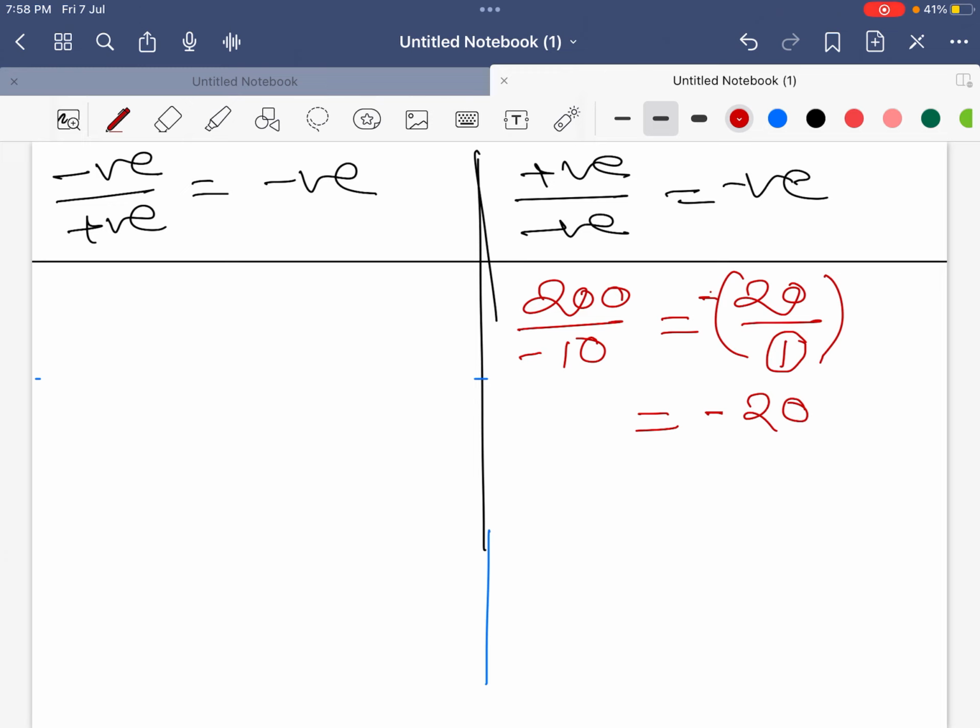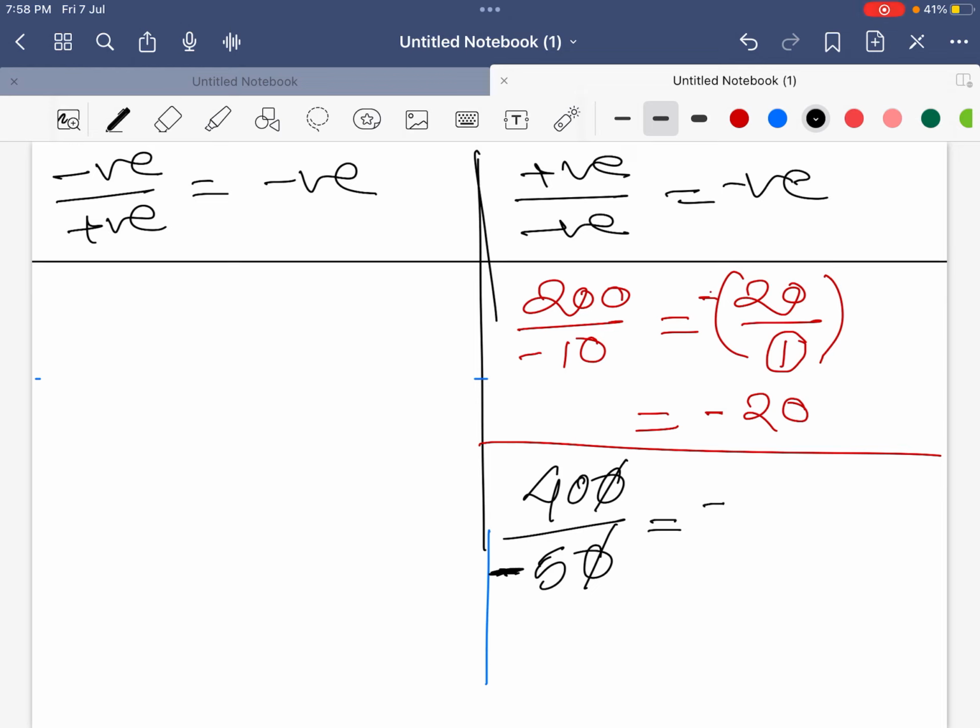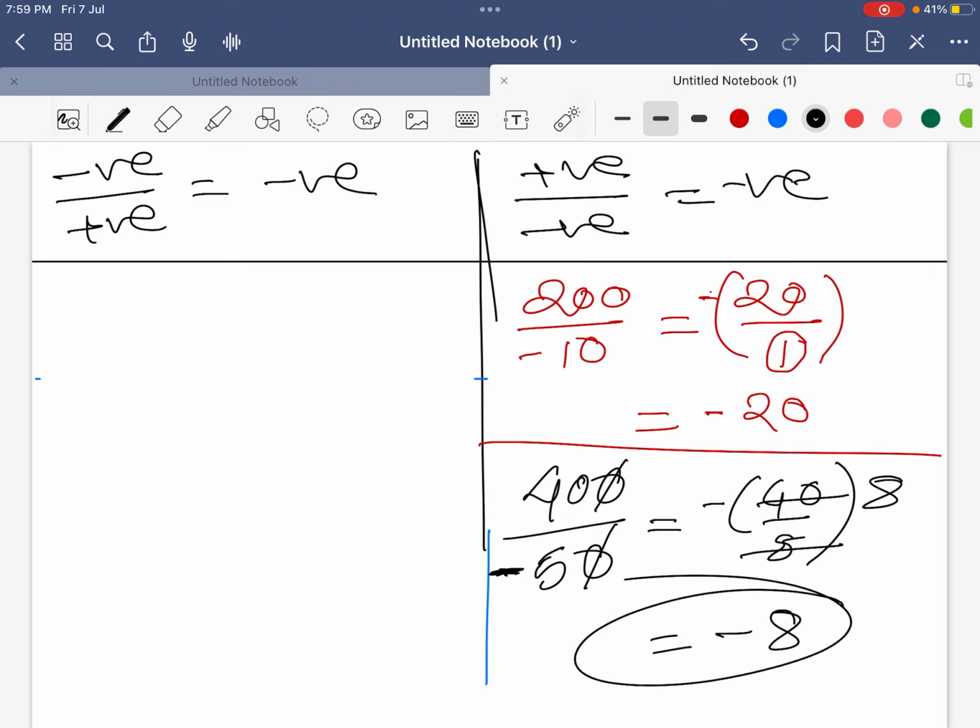Now let's move to the next example. Take another example. Suppose the question is like that: 400 divided by minus 50. So you know that 0 0 will cancel with each other, and the denominator is negative, so we get minus of 40 divided by 5. So we know that 5 ones are 5, 8 5s are 40, so your answer is minus 8. So likewise we have to solve this type of questions.